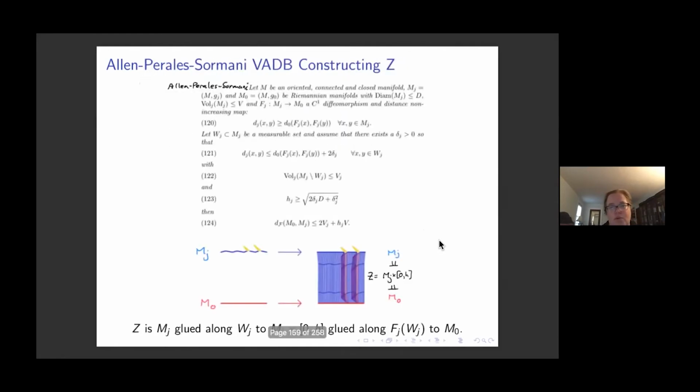So now we would like to use this, we would like to set things up. If we have volume above, distance below, we can apply this estimate on Zj. So to get this, we need to control, we have this already in our theorem, distances below, but we need to get this distance above estimate on some set Wj in order to complete the theorem of VADB implying VF convergence.